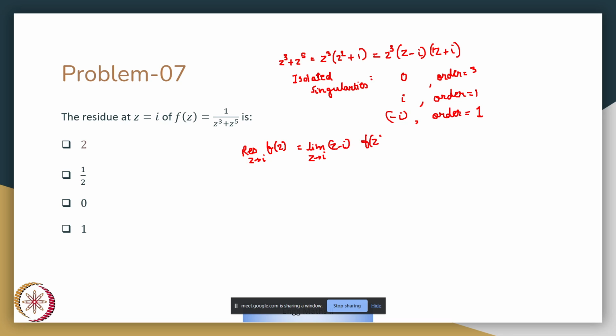So we only have order 1. The limit as z tends to i of (z minus i) f(z) is nothing but 1 by z cube (z plus i). Substituting, we get 1 by i cube into 2i. i raised to 4 is nothing but 1. So it's essentially half, which, if we look through our options, is option B.